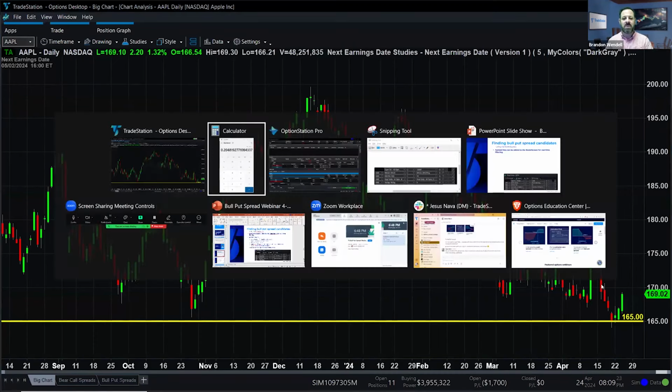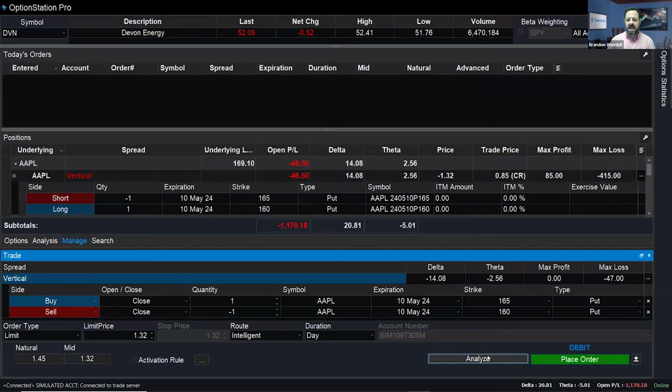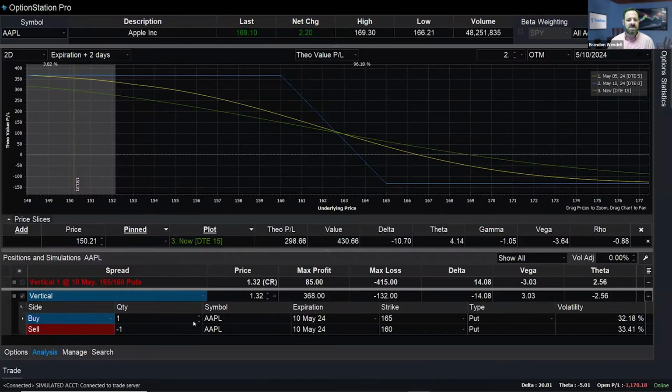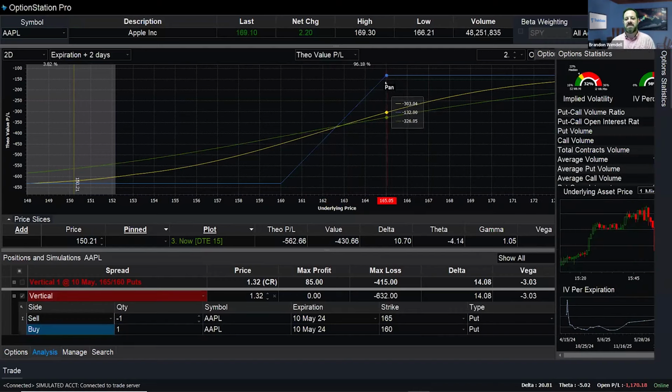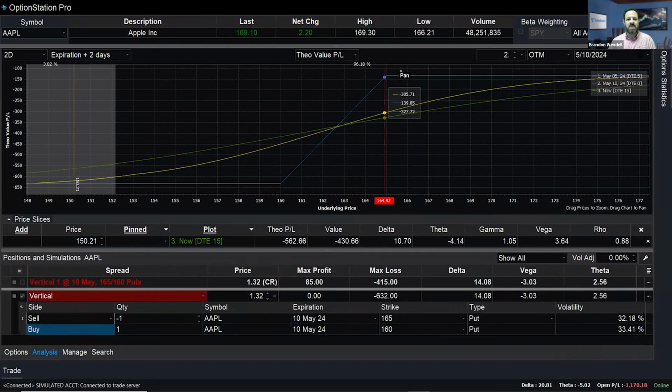Well, first of all, we can go into our analysis tab. Yeah, because we sold the 165. So let me reverse this. There we are. So there's the bull put spread as it stands. And I can use the price slices to figure out where would I start losing X amount of dollars, right? As long as this is above 165, this should profit.